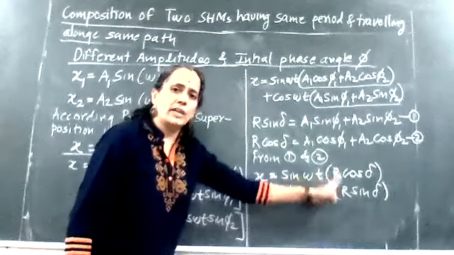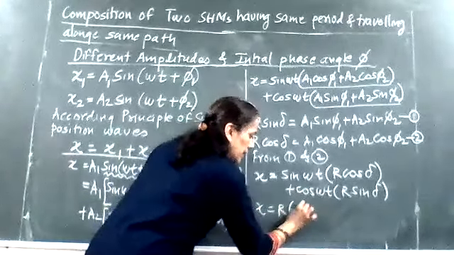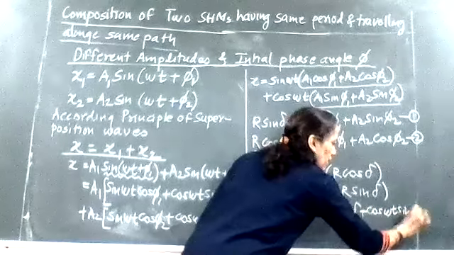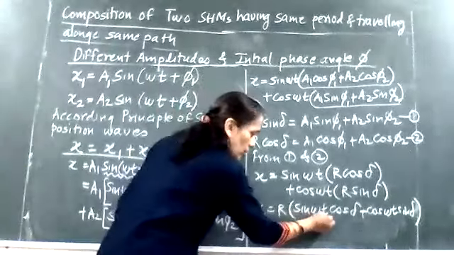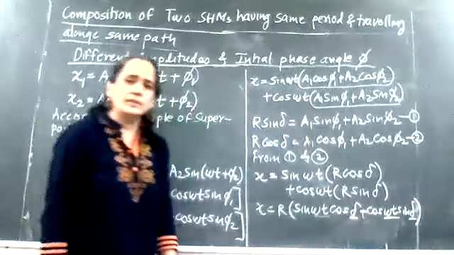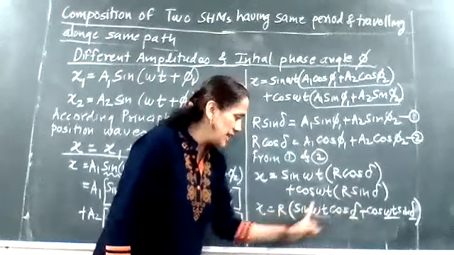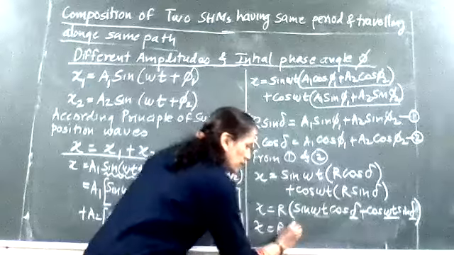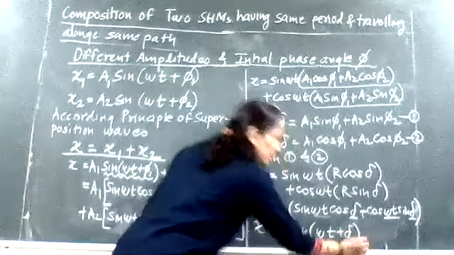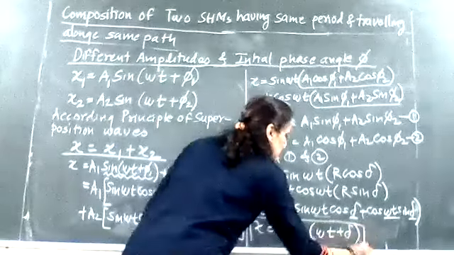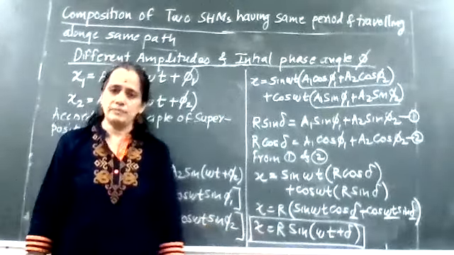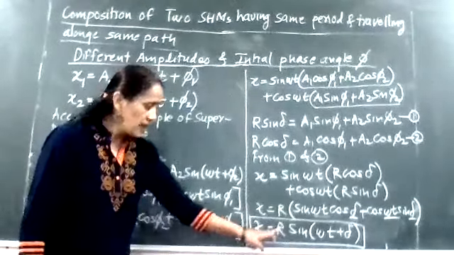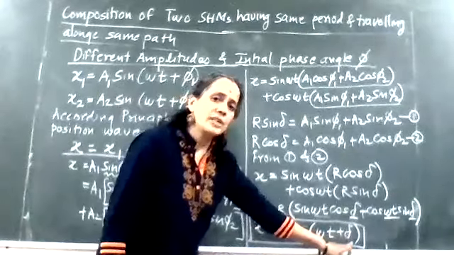Clear? In that, r is common. So what I get? x is equal to r in bracket sin omega t cos delta plus cos omega t sin delta. Now see here, omega t and delta. Omega t is A, delta is B. So what is that? sin A cos B plus cos A sin B. Instead of this term, I can write the trigonometric equation r sin(omega t plus delta). So this is my resultant displacement equation when two SHMs are composed. This is the equation of displacement of composition of two SHMs. In that, x is the resultant displacement, r is the resultant amplitude, and delta is nothing but the resultant initial phase.